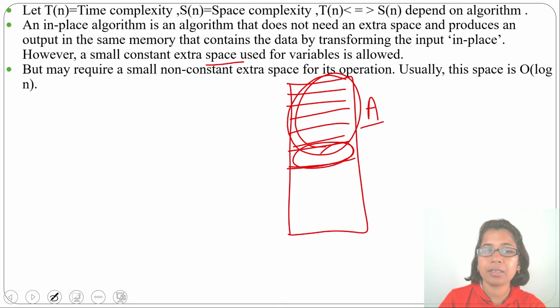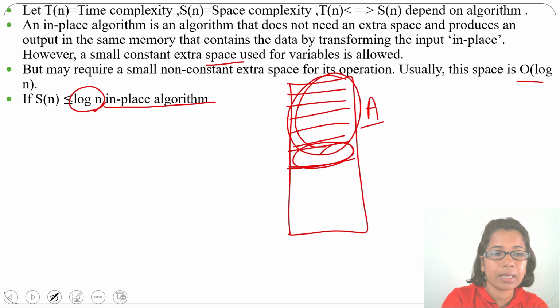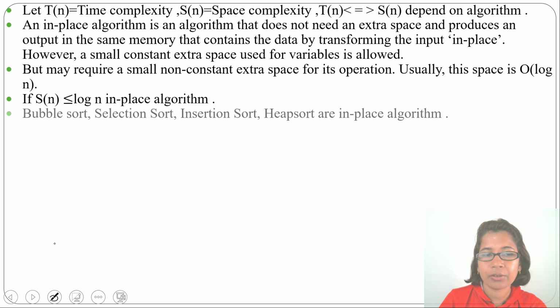So what should be that constant extra space? Maximum it can be big O of log n. So if space complexity is less than or equal to big O of log n, then that is an in place algorithm. Whatever input space is given, plus maximum log n space for running that algorithm, is called an in place algorithm. Examples of in place algorithms are bubble sort, selection sort, insertion sort, heap sort. These are in place algorithms. They execute in the same input space. I'll discuss what these are.